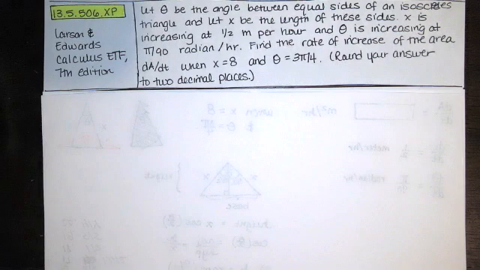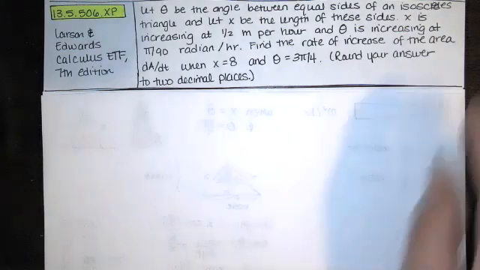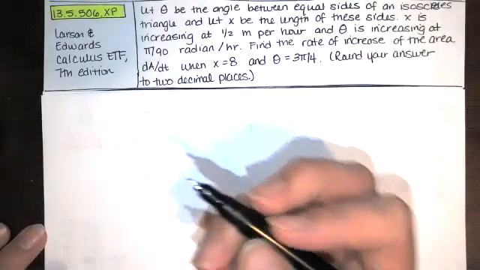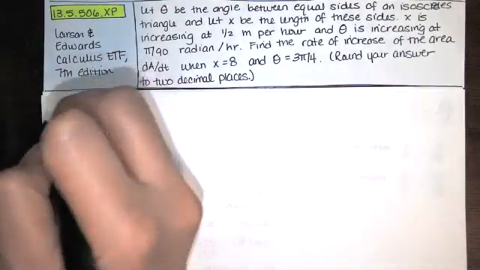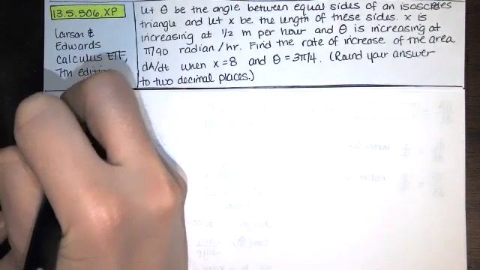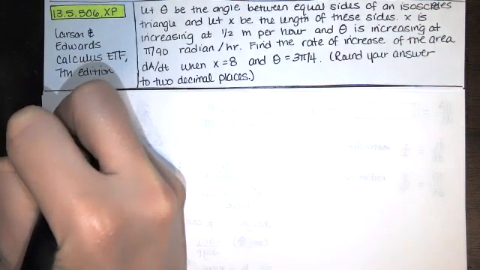Then we're told that x is increasing at 1/2 of a meter per hour and theta is increasing at pi/90 radians per hour. We're asked to find the rate of increase of the area, dA/dt, when x equals 8 and when theta equals 3 pi/4. We're asked to round our answer to 2 decimal places.